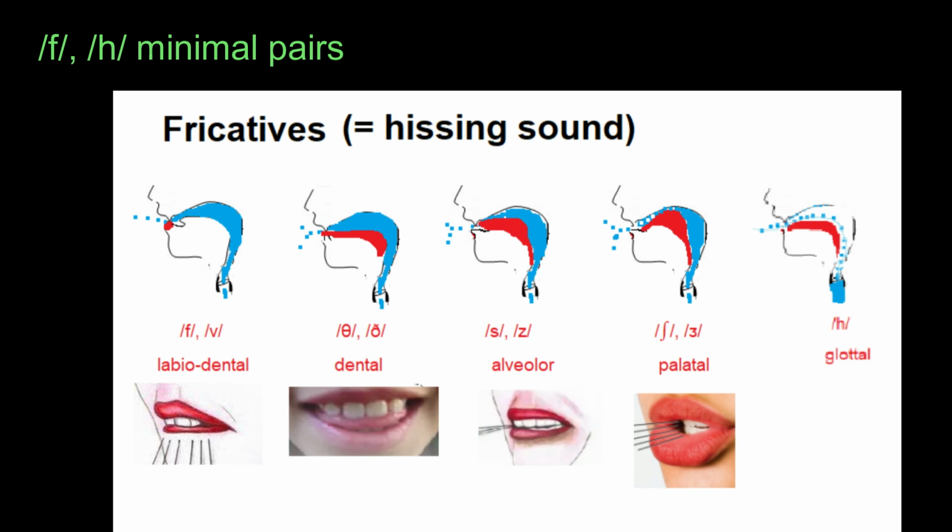Fa, ha, minimal pairs. Fa and ha are voiceless fricatives. They differ in the way air escapes from the mouth. For the fa sound, air escapes between top teeth and bottom lips. For ha, air escapes from the glottis.